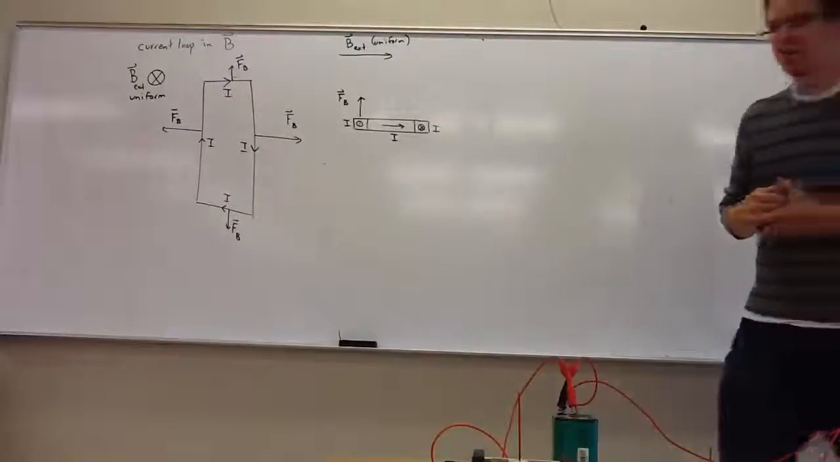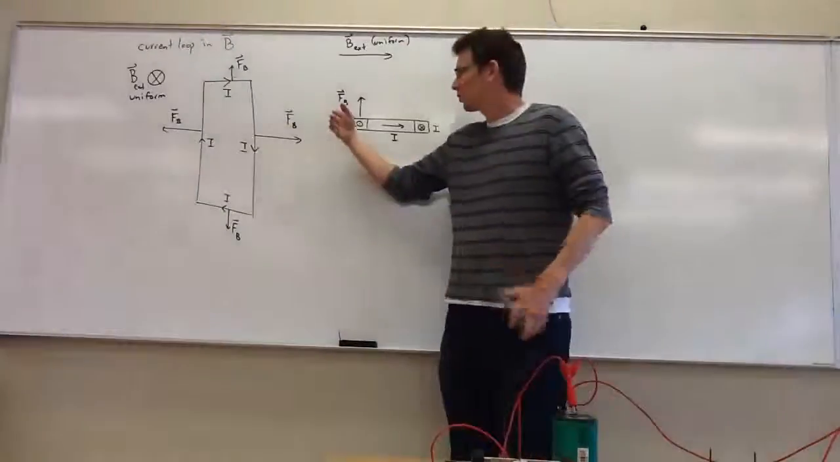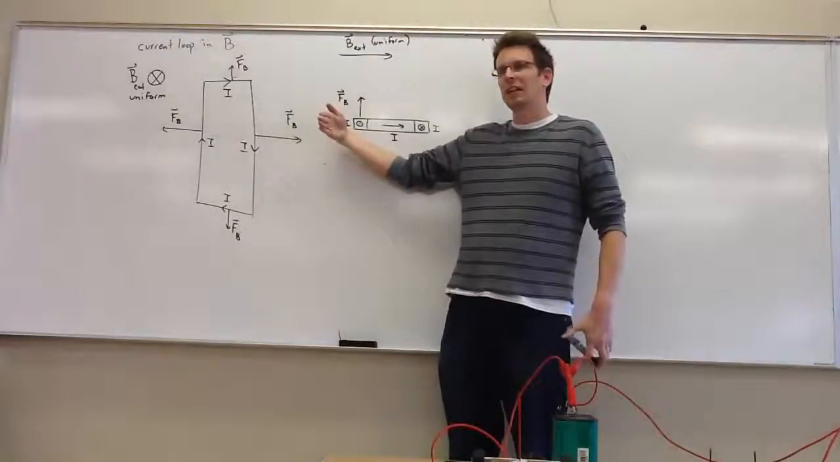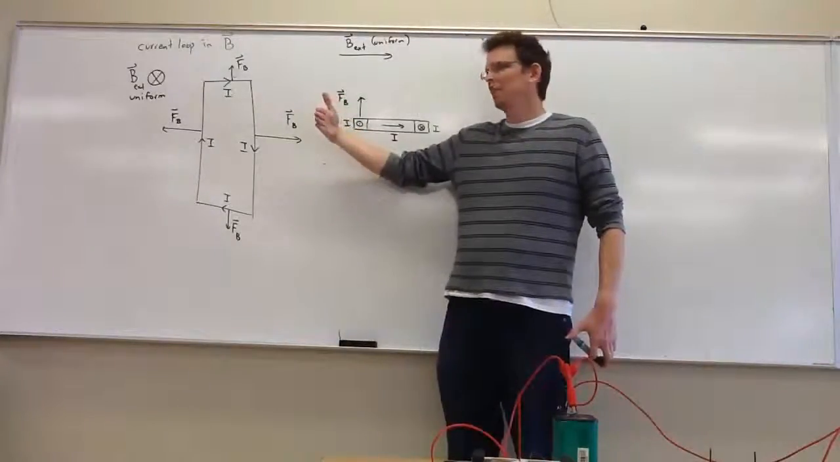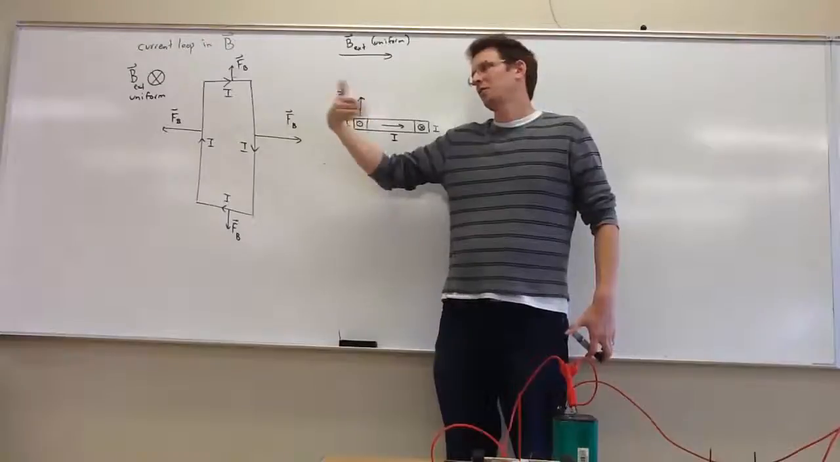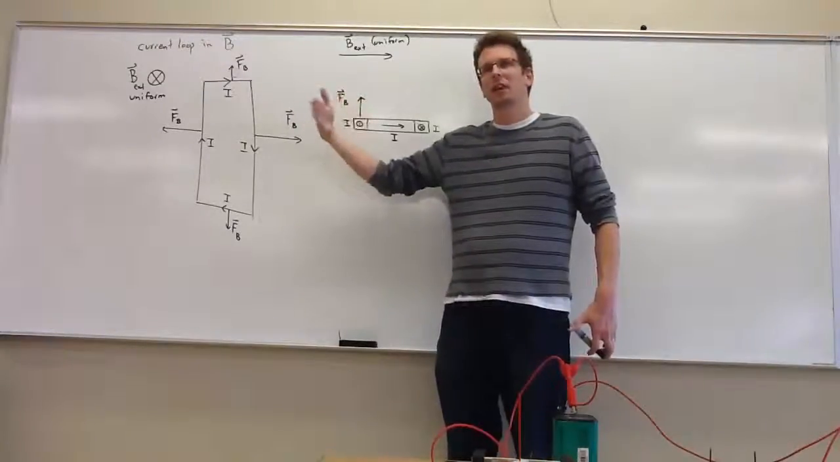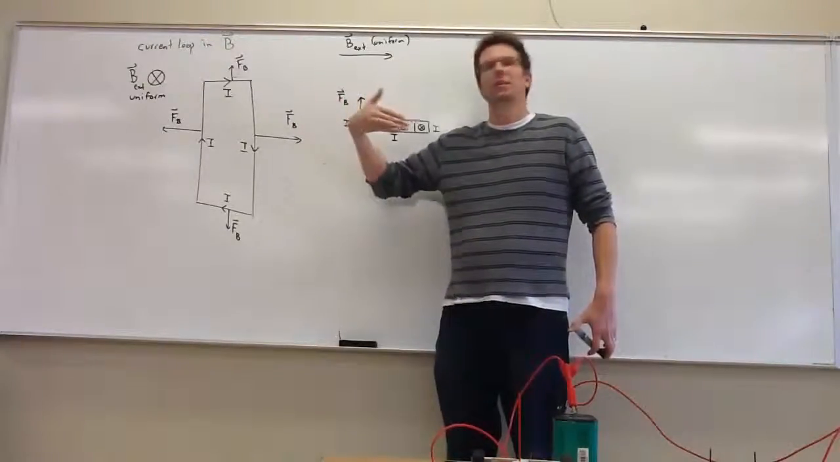Definitely need to practice with the right-hand rule. Again, current comes out. I need to orient my palm so I can slap it into B, which points this way. Okay, see that? I into B. Force is up.